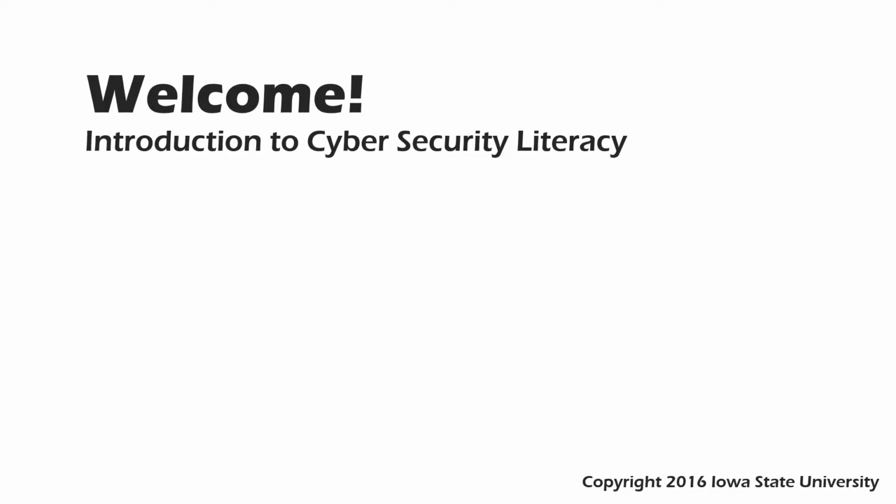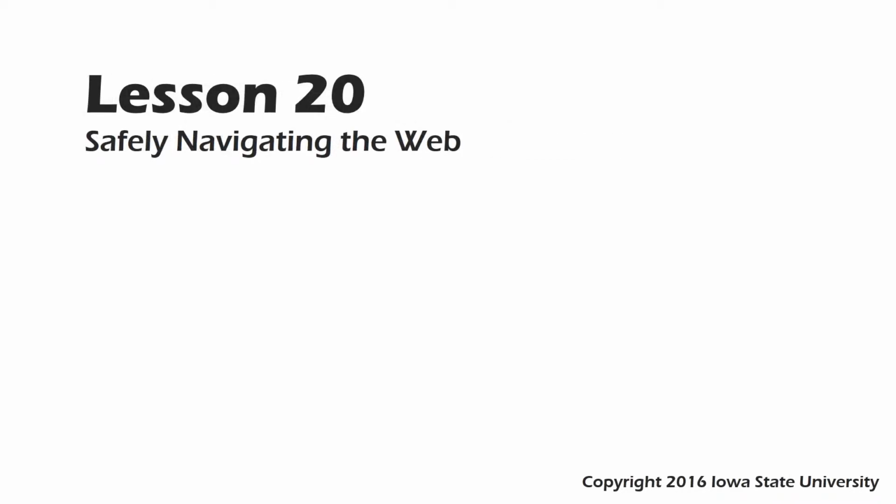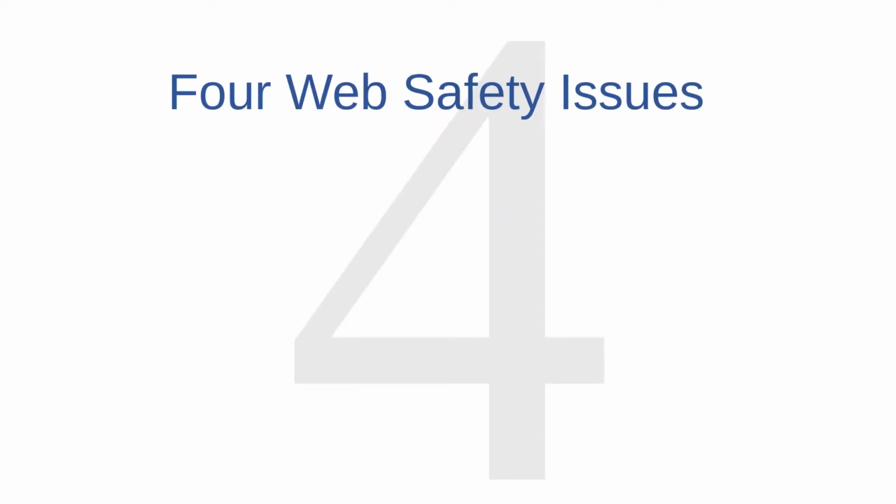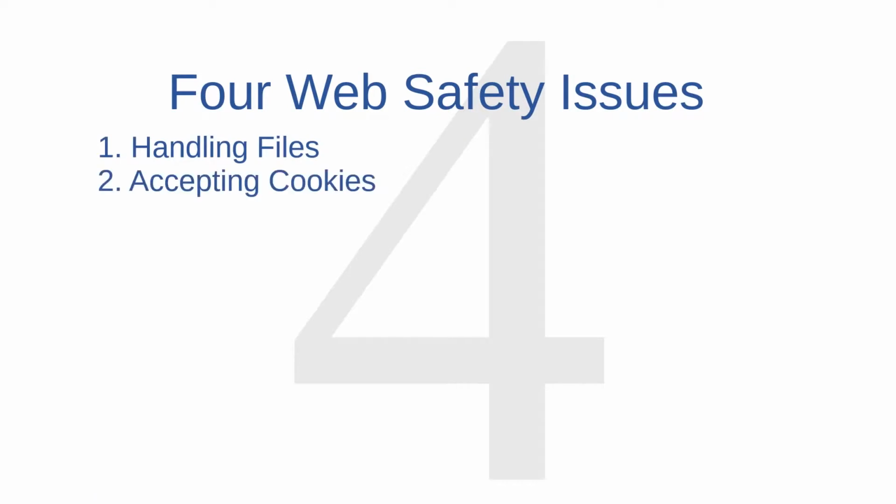Welcome to this course, Introduction to Cybersecurity Literacy. This is Lesson 20, Safely Navigating the Web. In this lesson, we'll discuss 4 web safety issues: handling files on a web browser, accepting cookies from websites, using a more secure version of HTTP called HTTP Secure or HTTPS, and keeping and deleting a web browser's history.